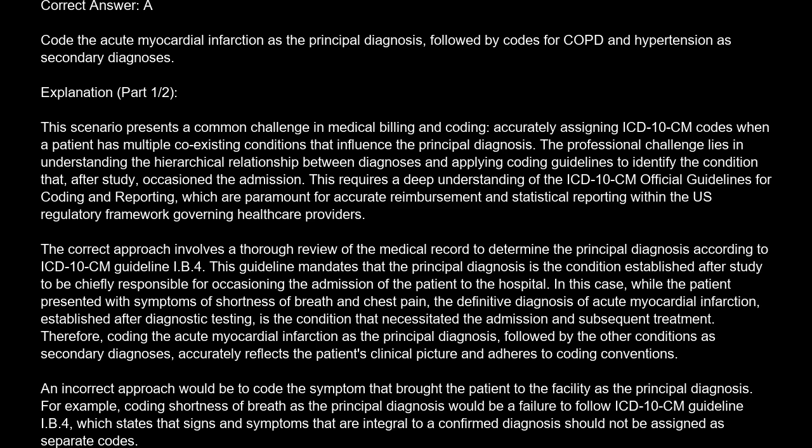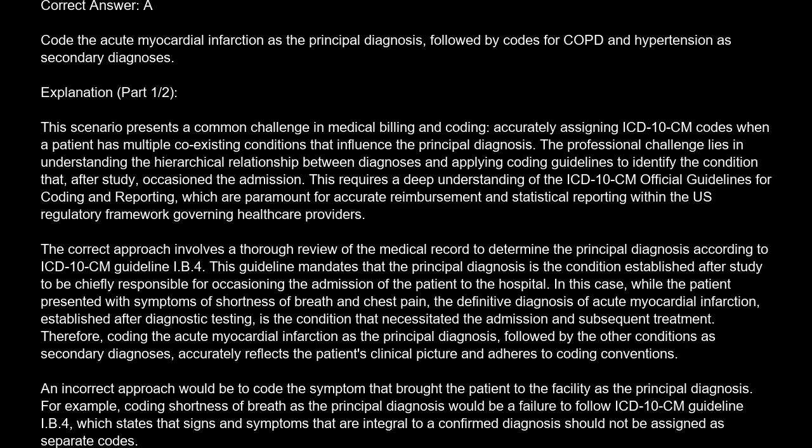The correct approach involves a thorough review of the medical record to determine the principal diagnosis according to ICD-10-CM Guideline I.B.4. This guideline mandates that the principal diagnosis is the condition established after study to be chiefly responsible for occasioning the admission of the patient to the hospital. In this case, while the patient presented with symptoms of shortness of breath and chest pain, the definitive diagnosis of acute myocardial infarction, established after diagnostic testing, is the condition that necessitated the admission and subsequent treatment.